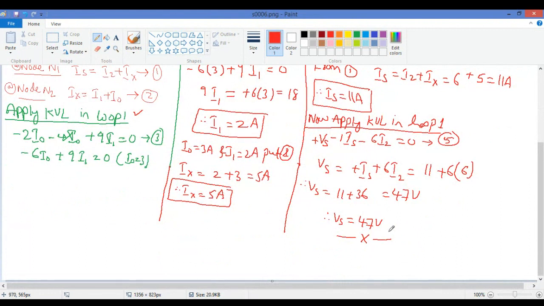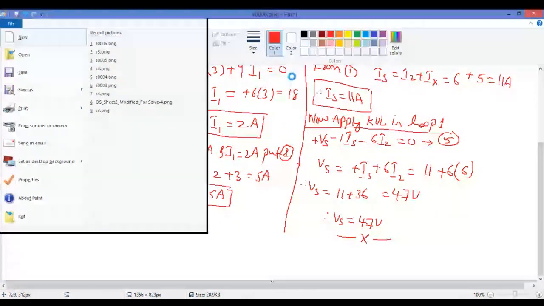So we solved problem 5 and problem 6 also. Any question up to here? Okay, that's great. So let's go for another problem.